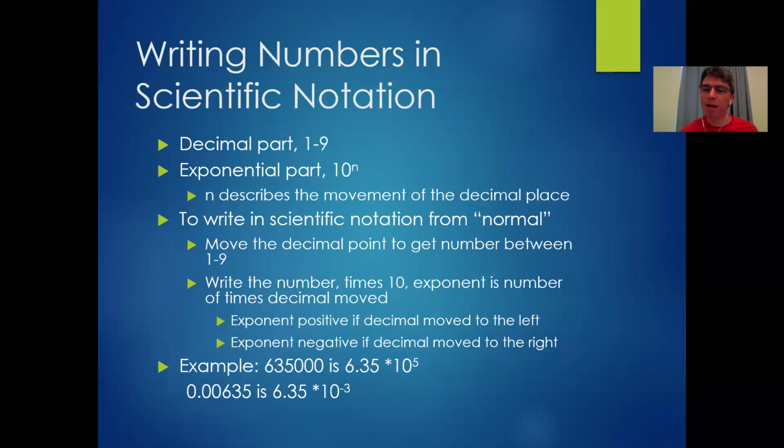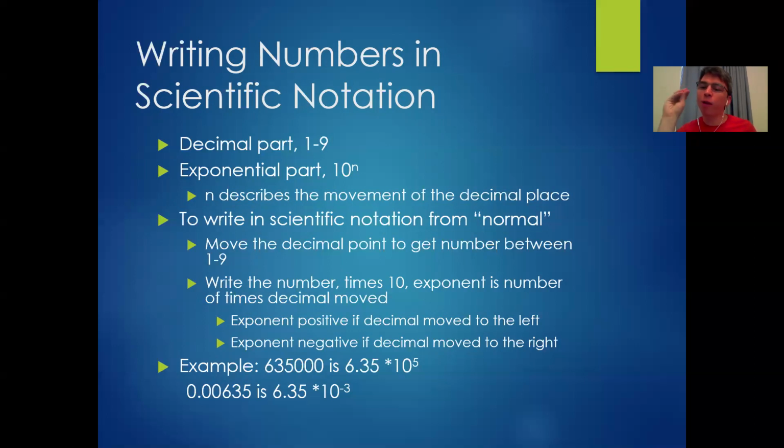The easiest way, in my opinion, to write a number in scientific notation is to go from normal, where it's all written out, to scientific notation. So move the decimal point if there's one shown. If not, you should know where it is. It's at the end of that number. And you're going to move that decimal point until you get a number between 1 and 9. Then the number of times you move that decimal point is the exponent for your 10, where it's 10 to the n. That n is the number of times you moved your decimal point.